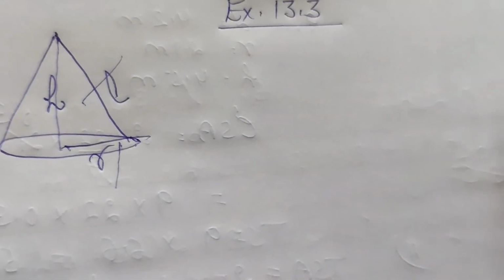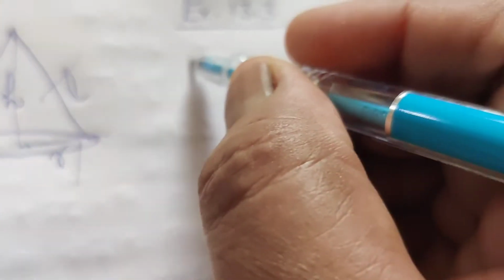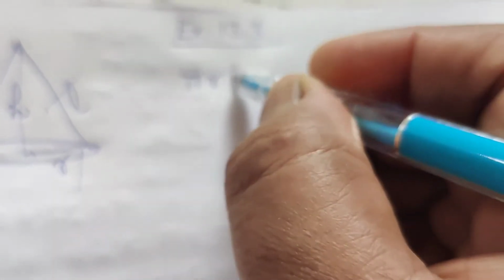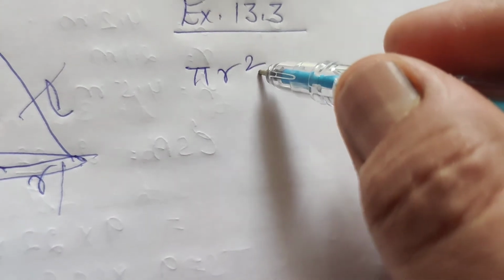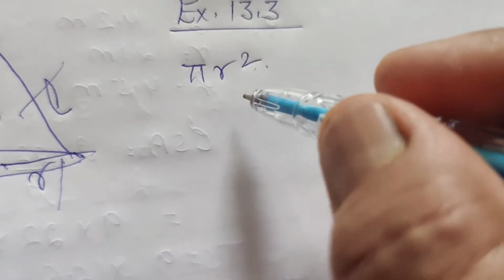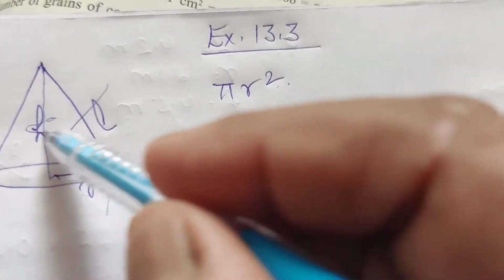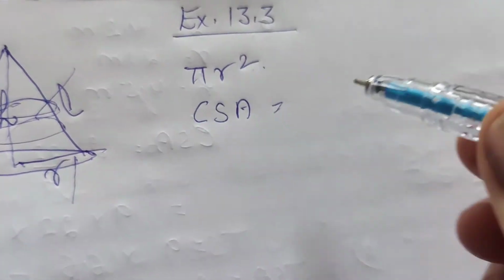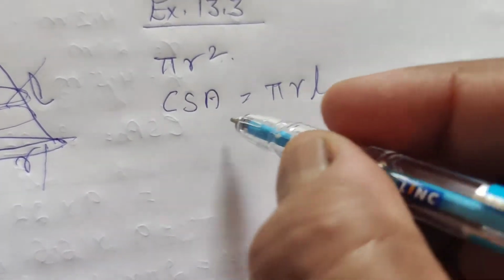First is the base. The base of the cone is a circle. The area of the base is pi r square. And the curved surface means this type of surface. The area of the curved surface is pi r L, where L is the slant height.